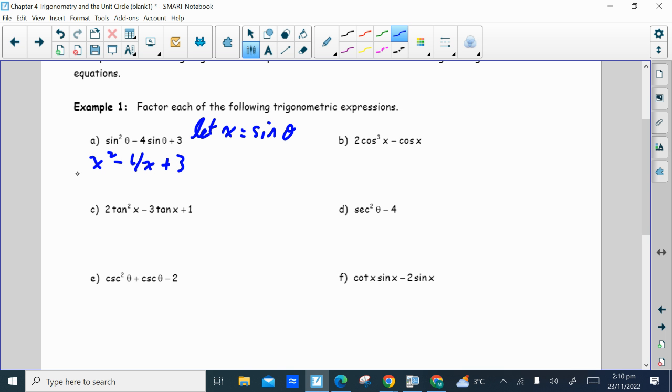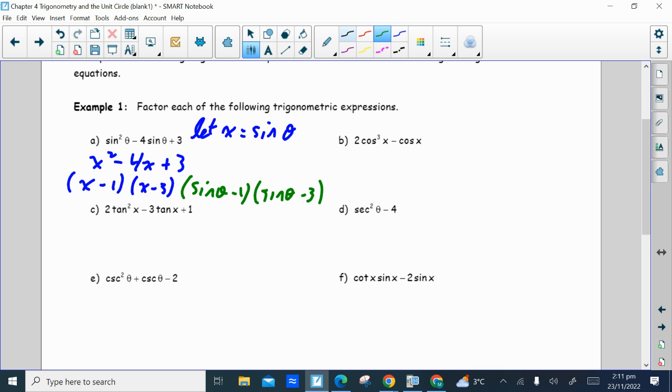And now if you factor that quadratic, it'll be x minus 1, x minus 3, because -1 times -3 multiplies to get +3. They add to get -4. But now we'll put our sine theta back in for x. So it'll be sine theta minus 1 bracket sine theta minus 3. Those are the factors in terms of sine.